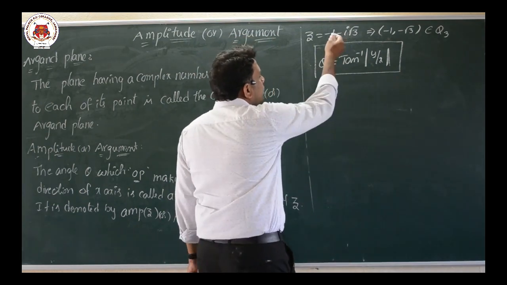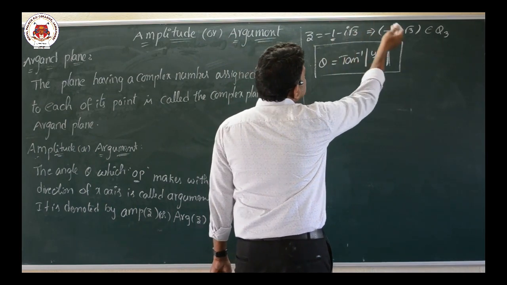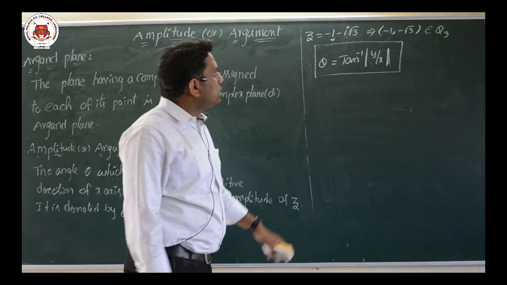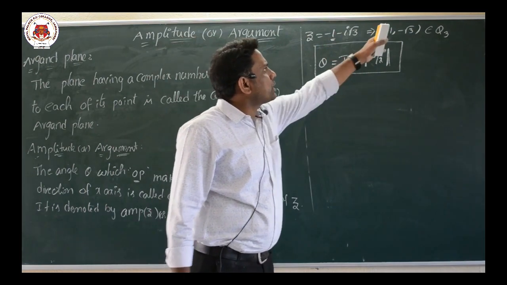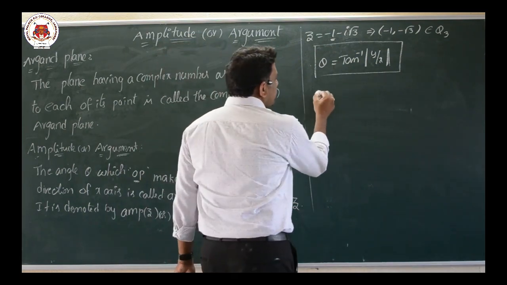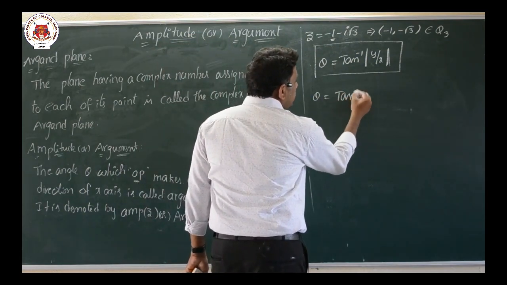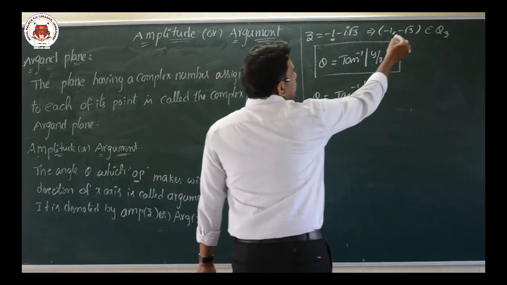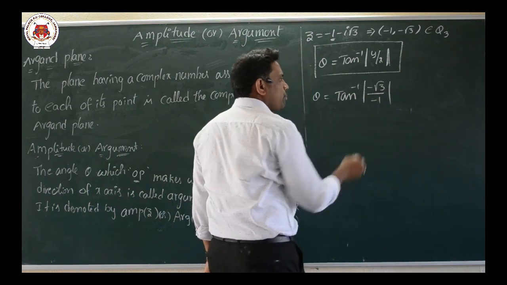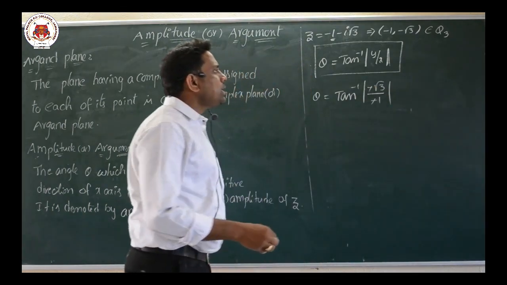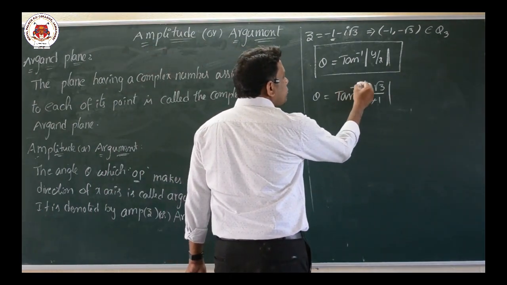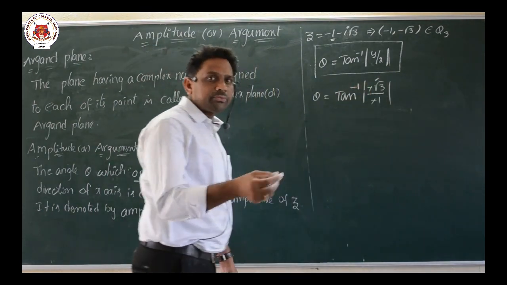So here, first of all, this complex number is converted into an ordered pair: first the real part, next the imaginary part, including the sign. So minus 1, minus root 3. Both are negative, which means third quadrant. Then we find the theta value: theta equals tan inverse modulus of y by x. Here the y value is minus root 3 and the x value is minus 1. So the minus signs cancel, and we get tan inverse of root 3. Children, we know this. Outside we have tan inverse, so inside we also have to write the tan value only.